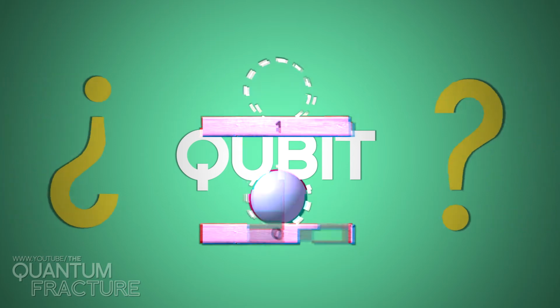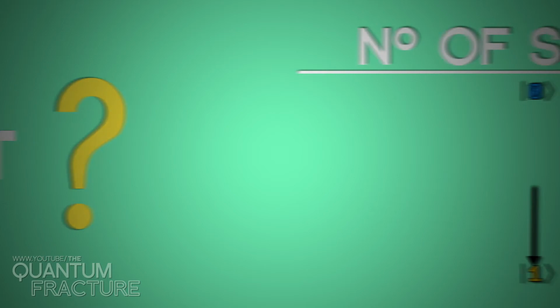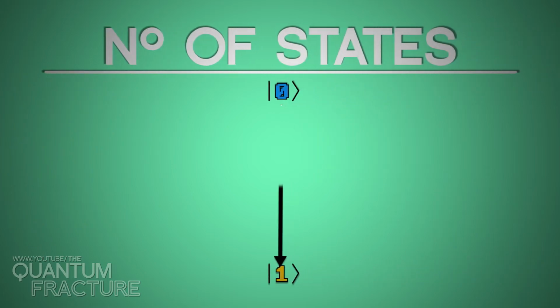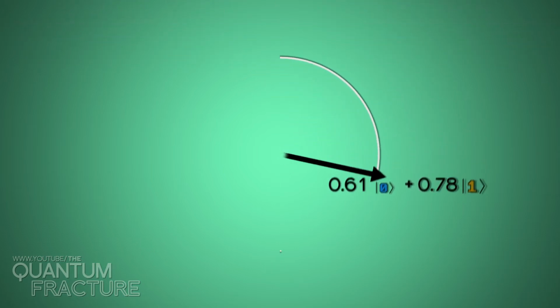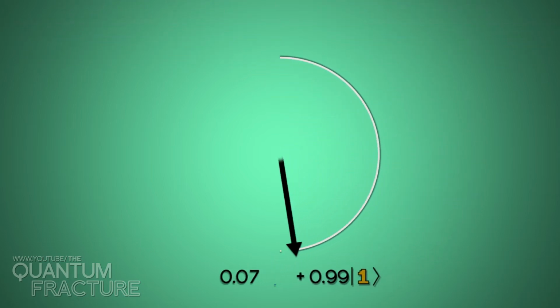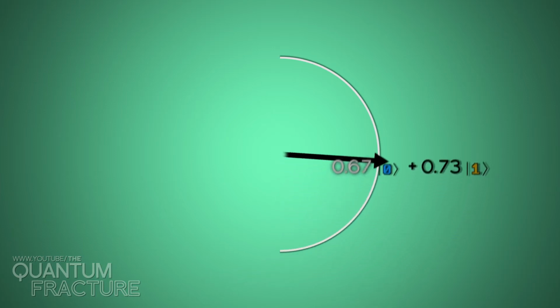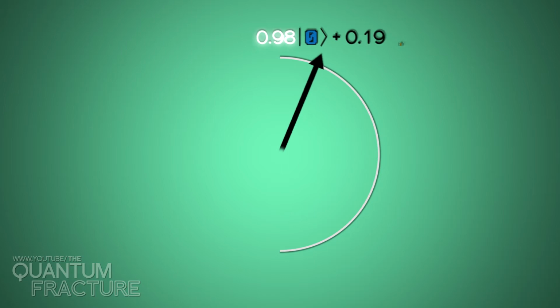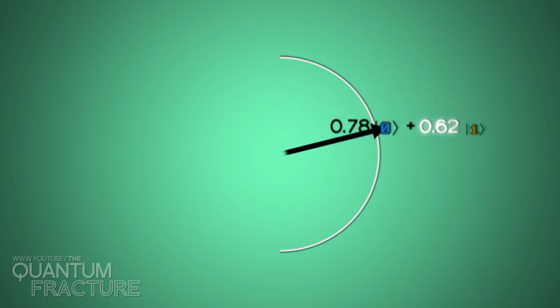And what makes these quantum rules special? First, the number of states a qubit can be in increases quite a bit. It is no longer limited to 0 and 1. It can be a superposition of both, a mix of both states in any proportion. In this representation, the higher the arrow points, the more relevant the 0 state will be, and the lower the arrow points, the more relevant the 1 state will be.